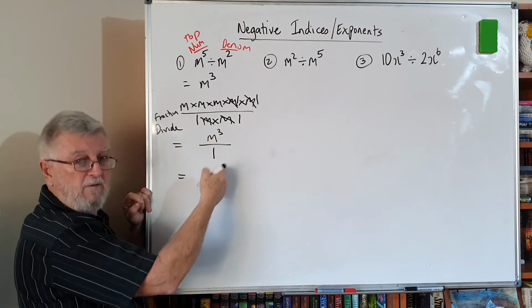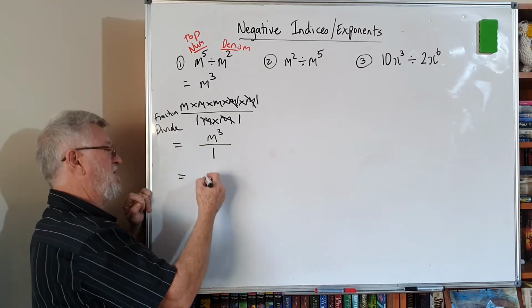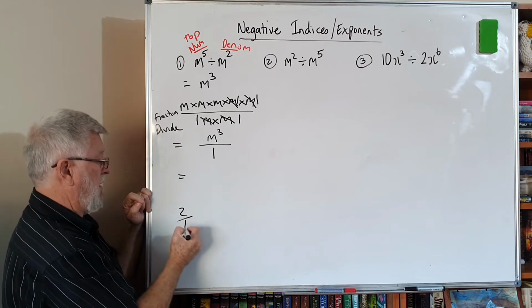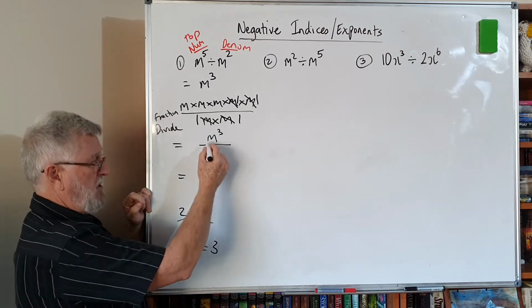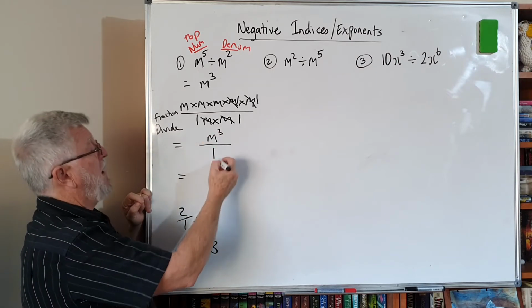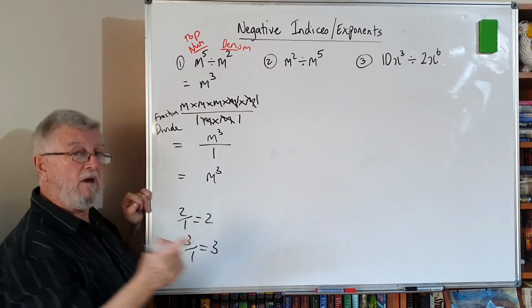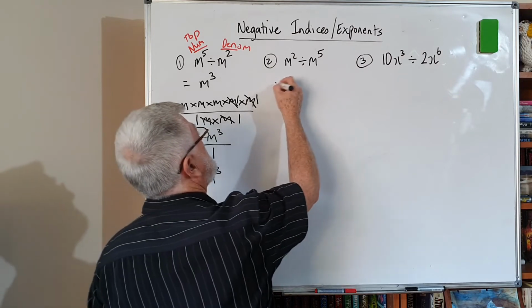And of course we don't have to put the 1 on the bottom because if we had, for example, 2 on 1, that's just 2. If we had 3 on 1, that's 3. So m cubed on 1 is just m cubed. So we can go through that same process, but first of all, let's just use the rules.